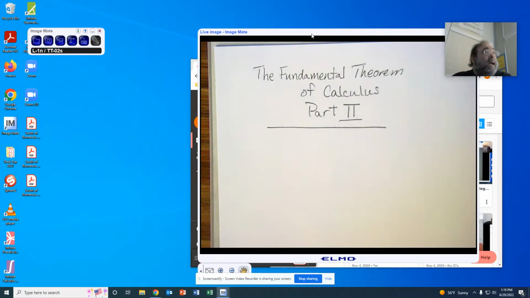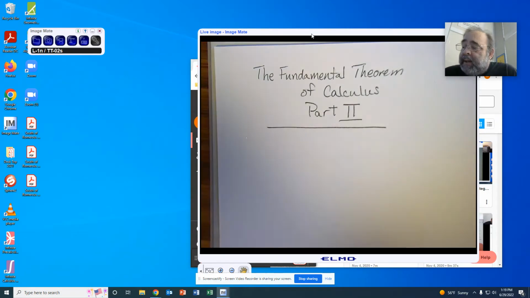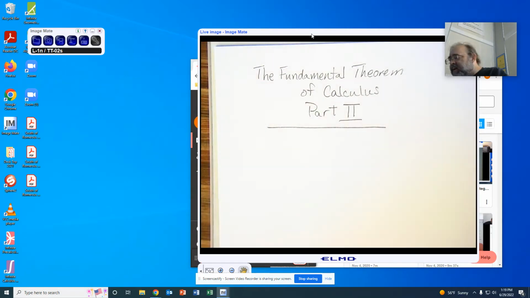Today we're going to be looking at the second fundamental theorem of calculus, or the fundamental theorem of calculus part 2. It's actually a corollary, and it's not difficult to understand, so let's just go ahead and jump right into it.